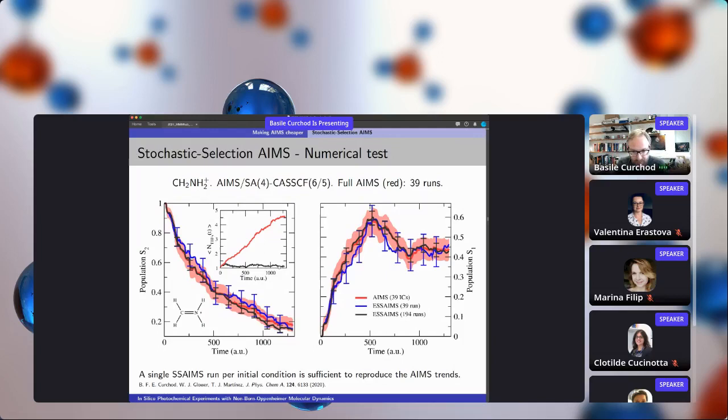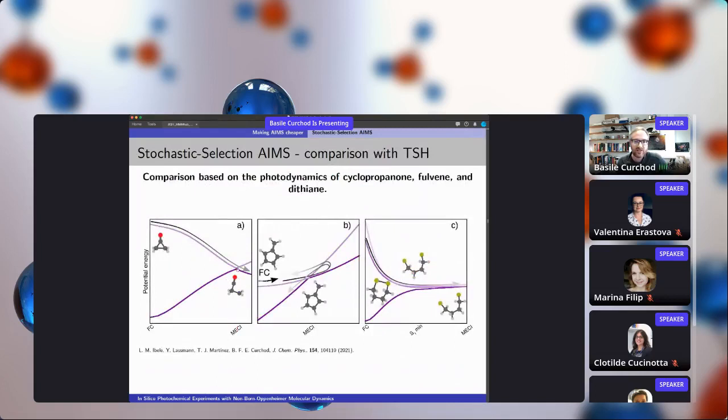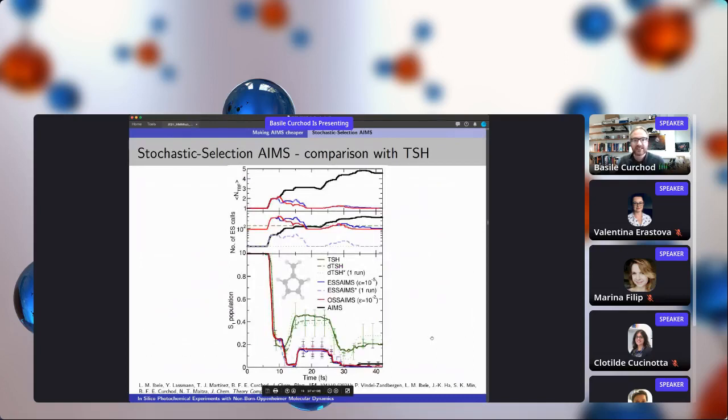So we tested these strategies and compared also to surface hopping on this cyclopropanone molecule, fulvene, and diethylene. Fulvene is a rather nasty case because it shows some limits of surface hopping. So I'm just going to focus on this one here. And the next part is slightly busy, but I will just drive you briefly through it.